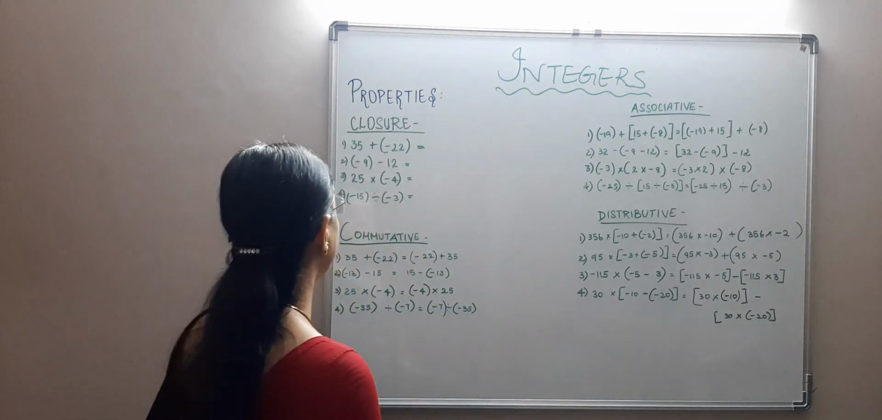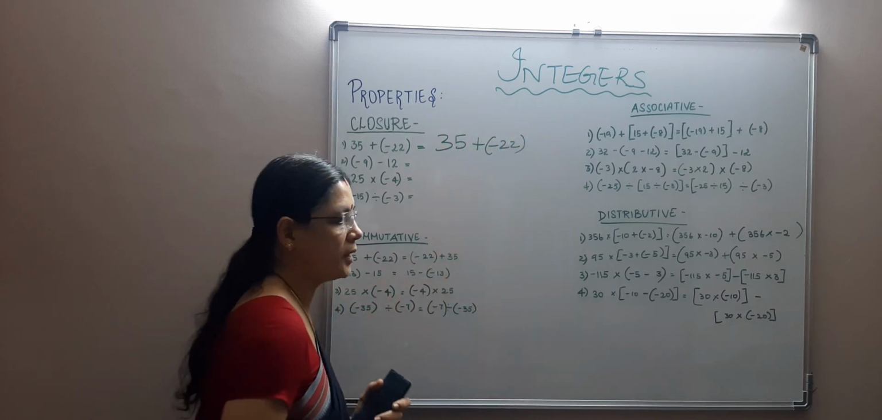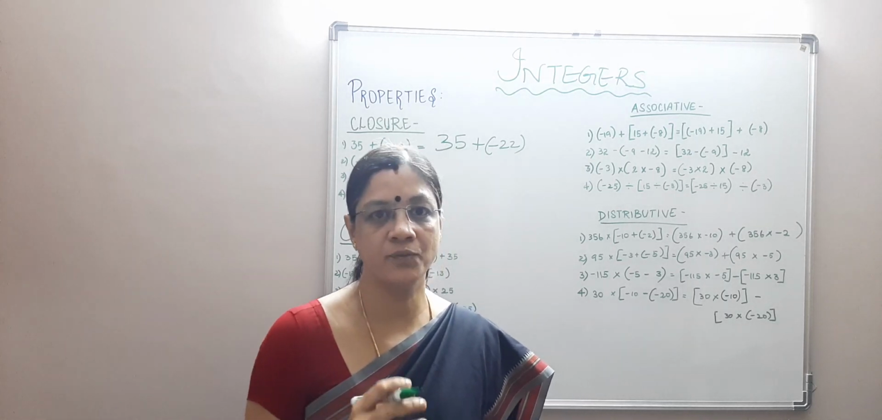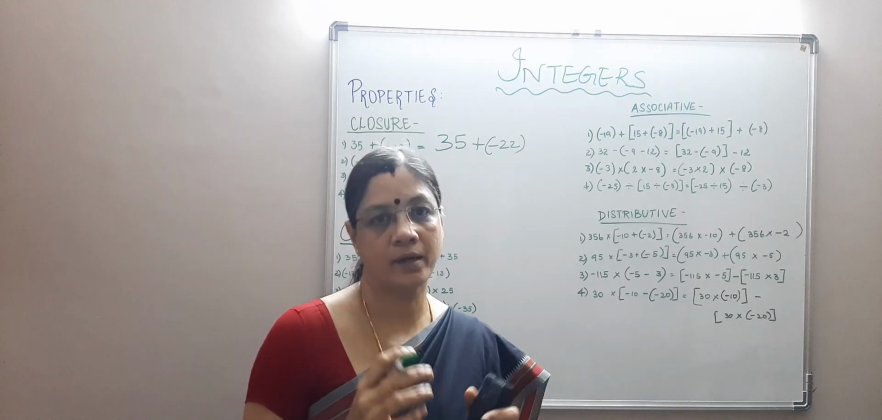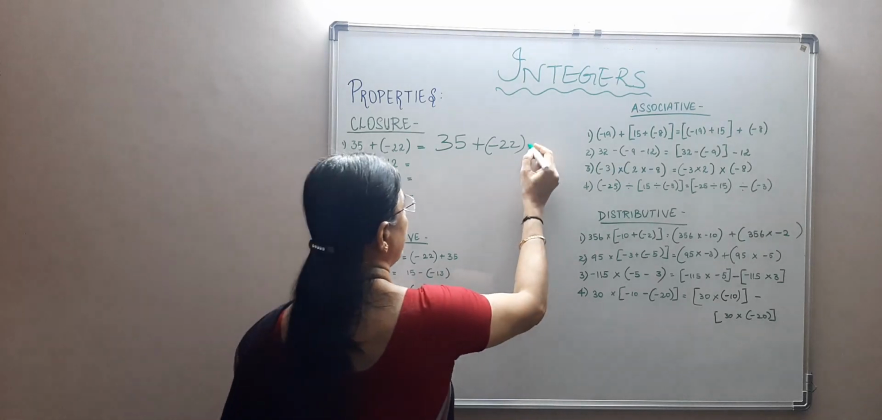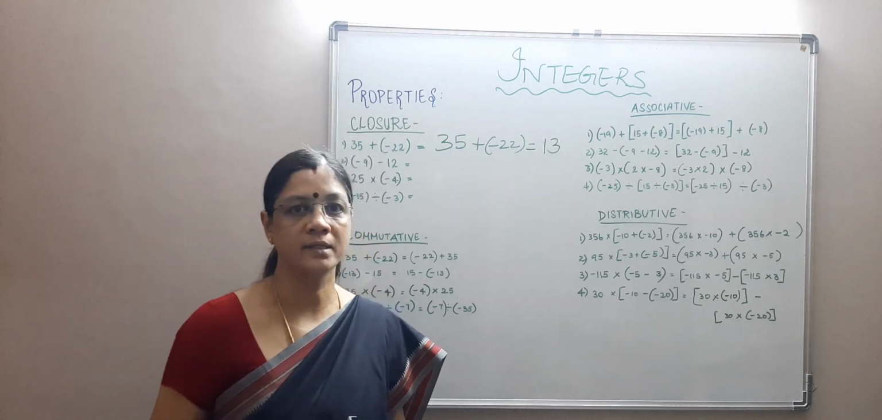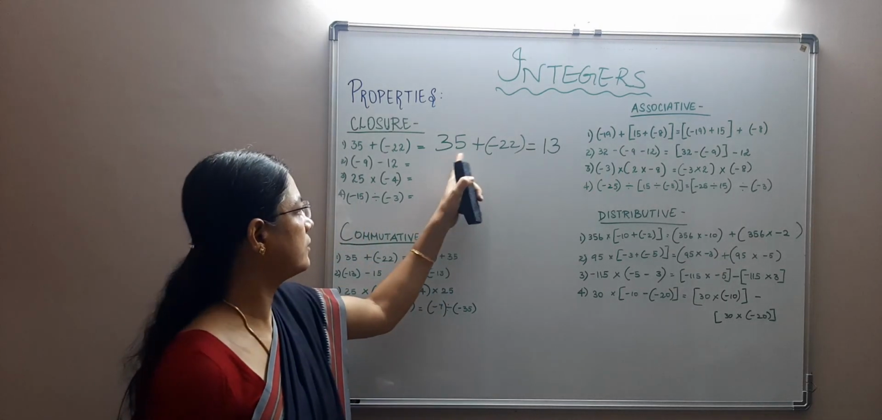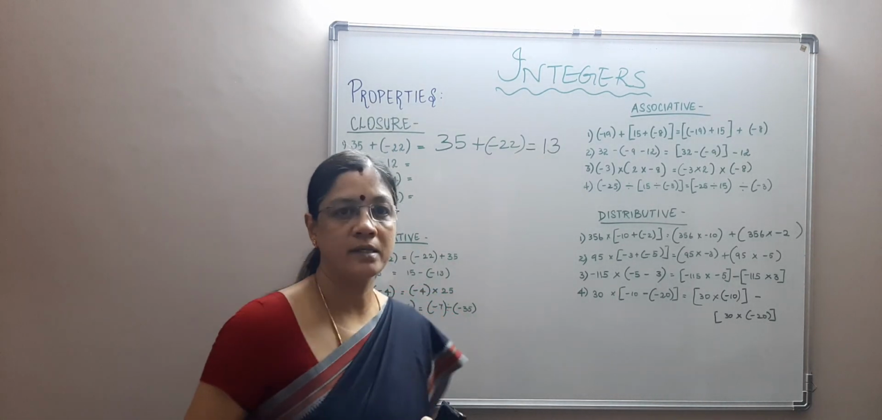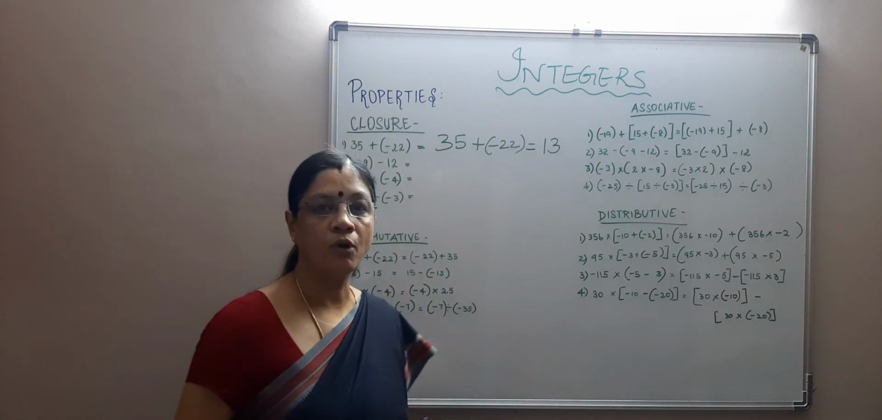Okay, so let's start. The first problem is 35 plus minus 22. According to addition of integers, we have the rule that if the numbers are of different signs, we just subtract them and put the sign of the greater number. So 35 minus 22 is 13, that is plus 13, because 35 is greater here. So the answer takes the positive sign. 35 plus minus 22 is plus 13, which is a positive number and of course an integer. So integers are closed for addition.